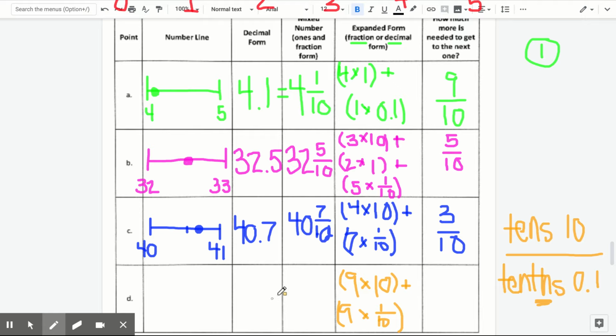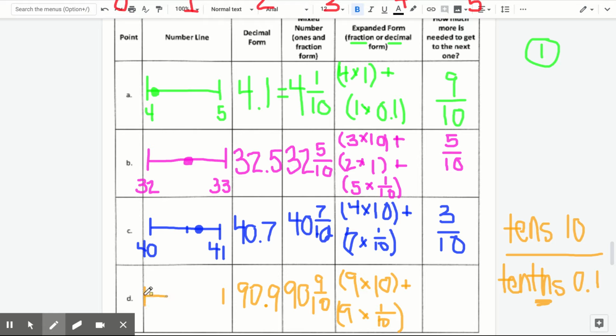All right, back to D. We have 9 times 10, which is 90. And we have 9 times 1/10, which is 9/10. Okay, same thing here, decimal point, 90 stays the same, 9/10 becomes a decimal point 9, and then number line it.